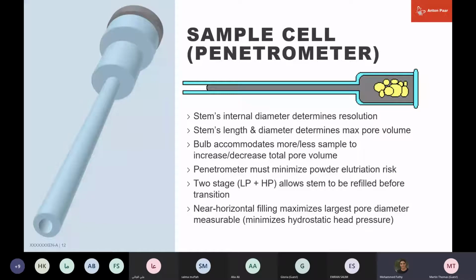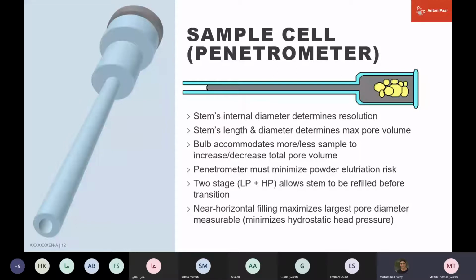If you are working with powders, we have to take care to not lose powder particles out of the stem, and we have sample cells that will mostly minimize the risk of losing powder out of the sample cell. And then the analysis is actually a two-stage process, what's called a low pressure and a high pressure process. And I'll be able to describe to you that later. And as I'll show on the instrument, the sample cell is filled in a near horizontal position as you see it here. It's not filled in a vertical position.